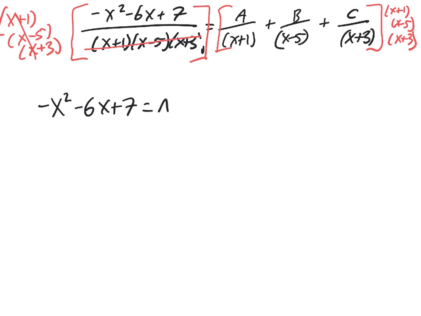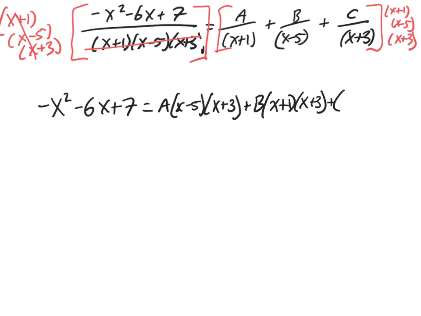So our first term is going to turn into A times, let's see, the x plus 1s cancel out. So x minus 5, x plus 3. Then we're going to have B times, this time the x minus 5s cancel out, x plus 1 times x plus 3. And then for C, the x plus 3 cancels out. So x plus 1, x minus 5. All right, once our denominators are gone, this is when we can start solving for A, B, and C.